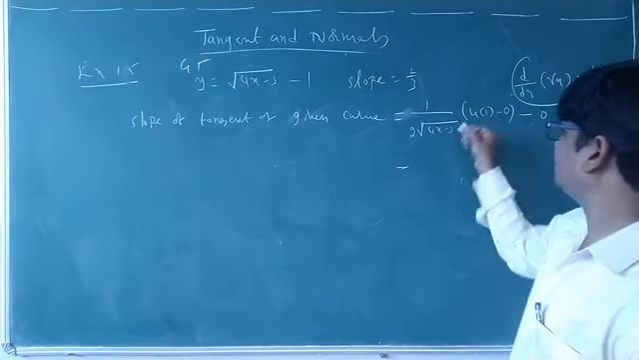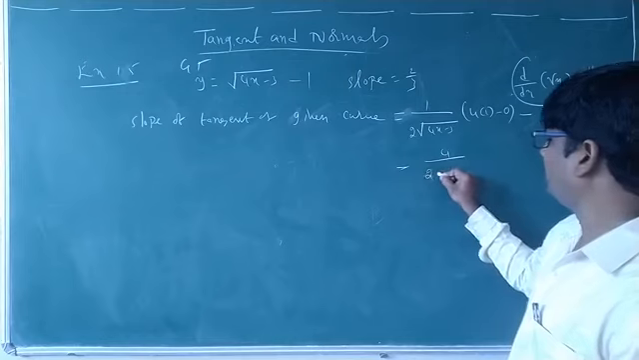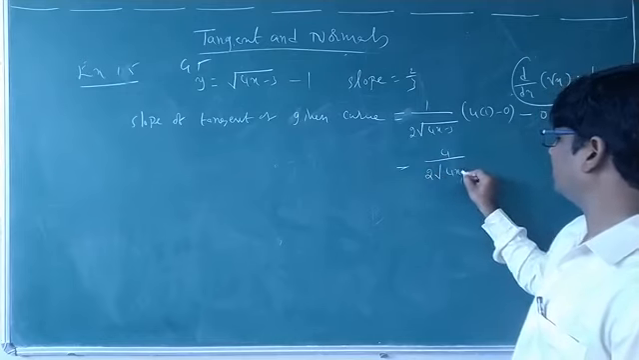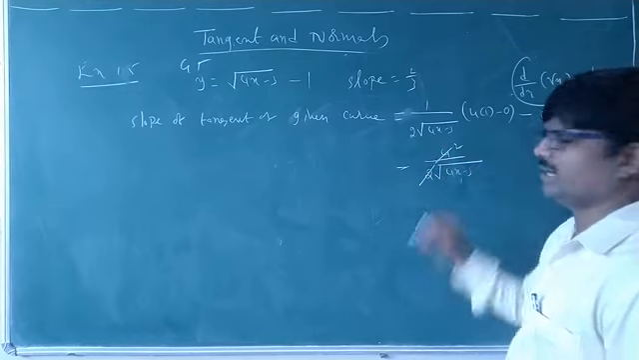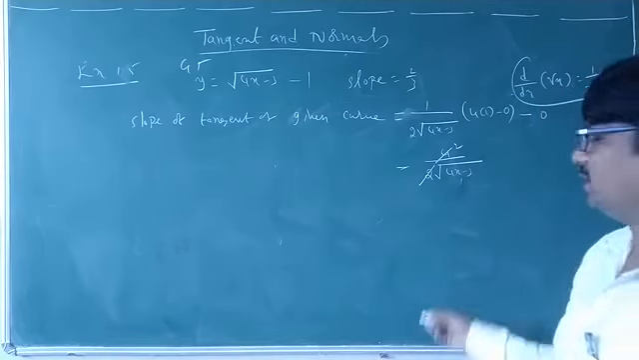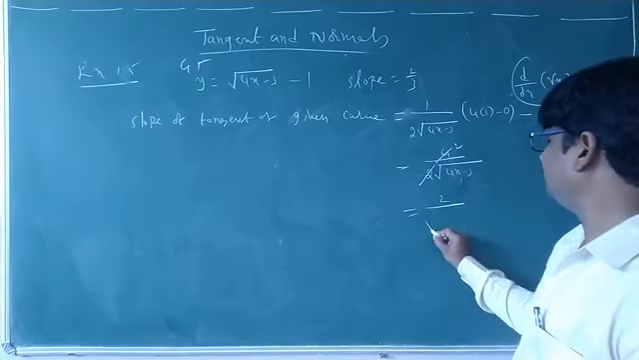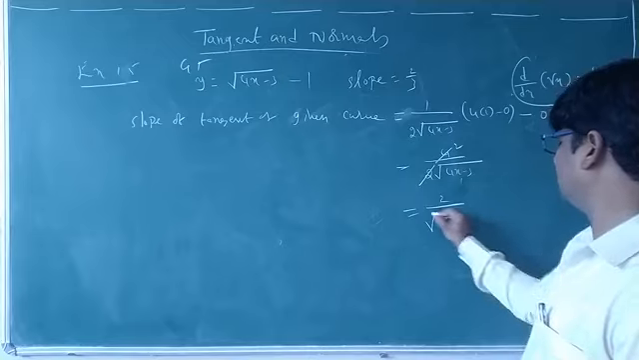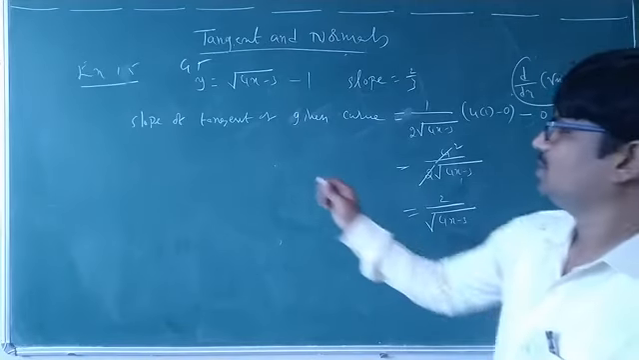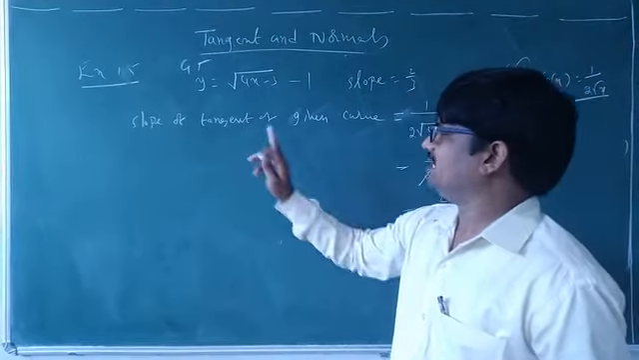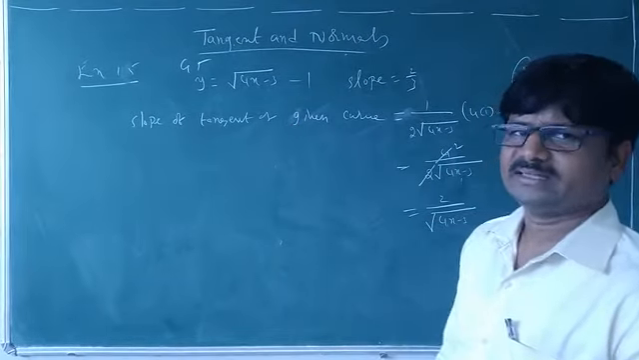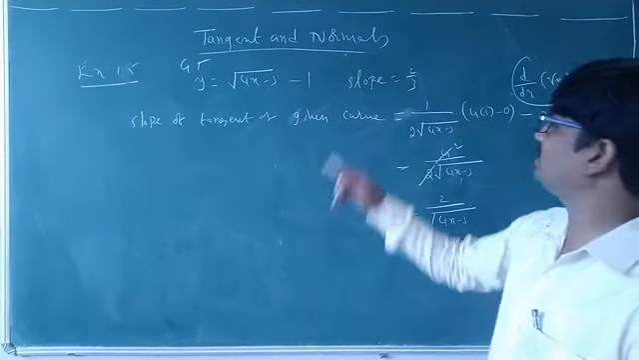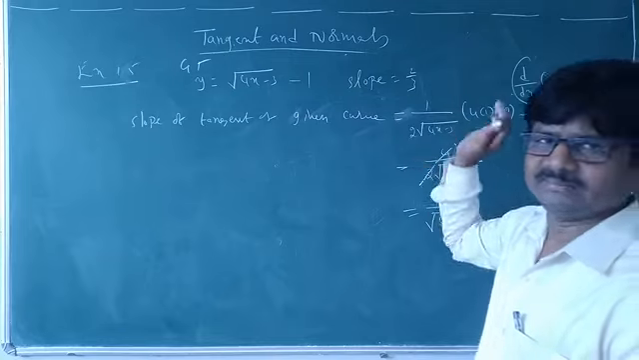So finally what is it? 4 by 2 into root over 4x minus 3. The 2 is cancelled 2 times. Then it will be 2 by root over 4x minus 3. What is it? The slope of the tangent of the given curve. But actually what slope is given? The slope is given as 2 by 3.